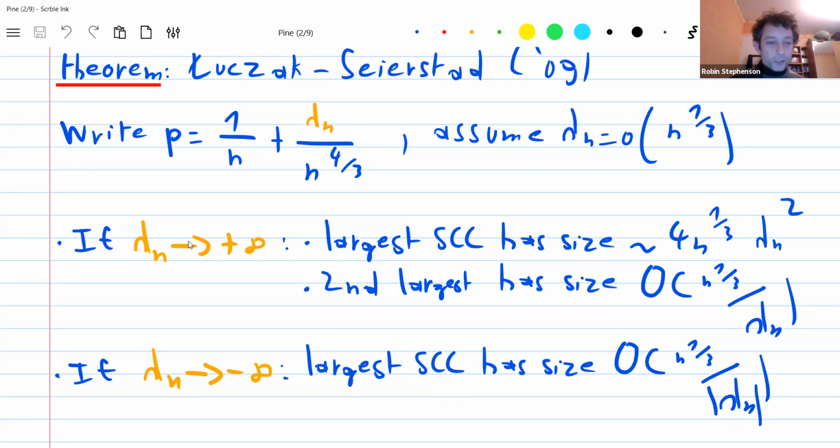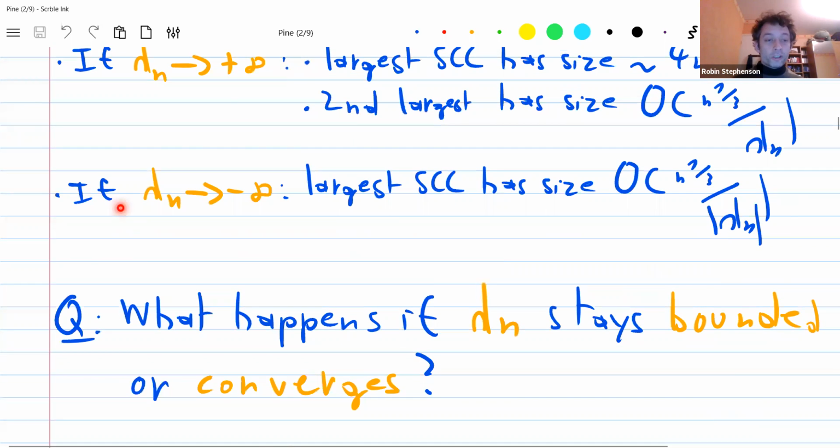But of course, when you look at this, you're thinking, well, we're missing a big thing, which is what happens between minus and plus infinity. So this is the question we asked ourselves. What happens if lambda_n stays bounded, or really if it converges, that's more or less the same thing up to extraction. And this is what Christina Goldschmidt and myself have worked on.